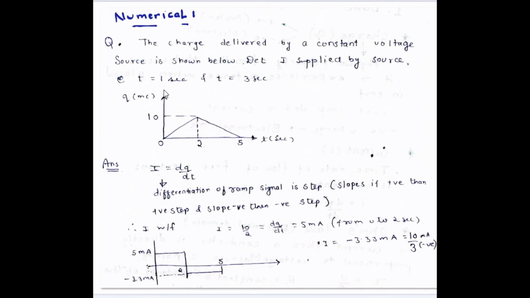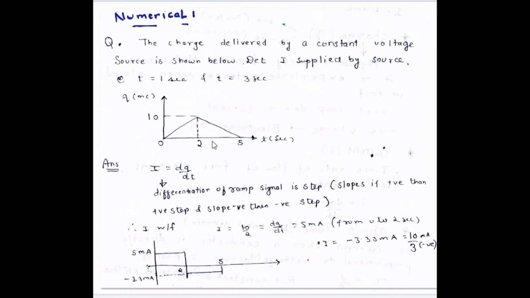One more thing I want to point out to all of you is that the unit of charge is coulombs. So if you observe the symbol C, alphabet C, you have to keep in mind that it is a charge. Okay. So the question goes like, the charge delivered by a constant voltage source is shown below. Determine the current supplied by the source at time t equal to 1 second and time t equal to 3 seconds.